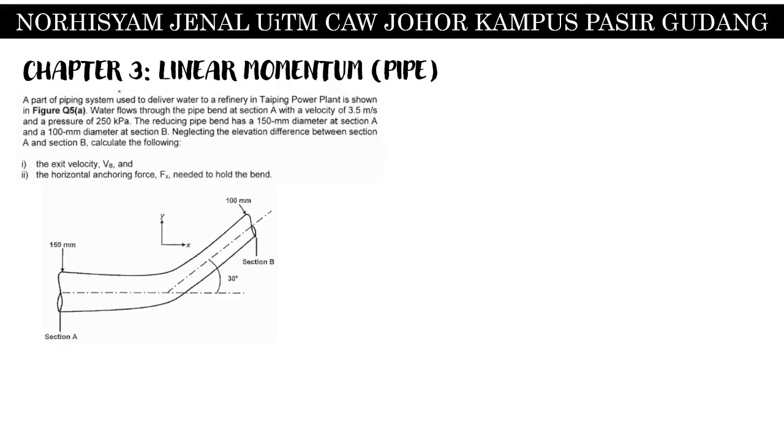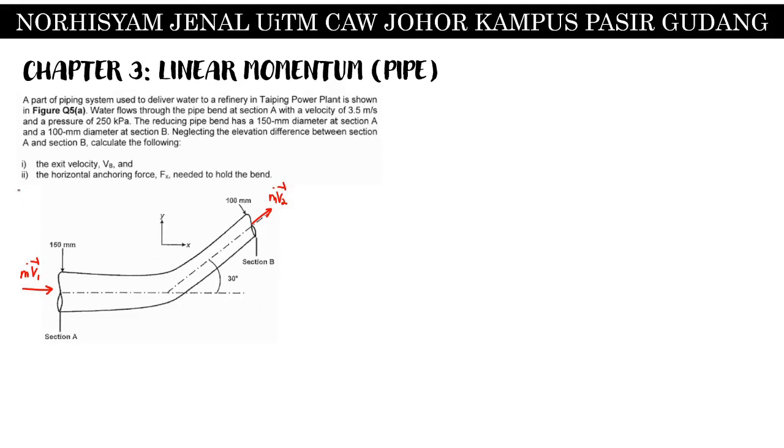Next, we will continue with a question on linear momentum in terms of a pipe. A part of a piping system used to deliver water to a refinery in Taiping power plant is shown in figure question 5A here. Water flows through the pipe bend at section A with a velocity of 3.5 meter per second. So here, water is moving in at 3.5 meter per second. The flow comes in like this, so this should be m dot v1 and this should be m dot v2.